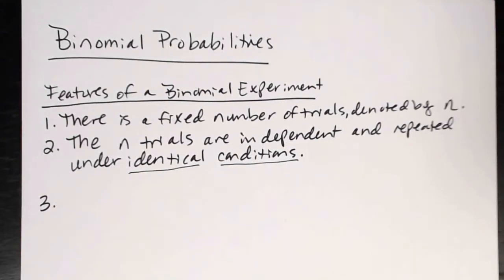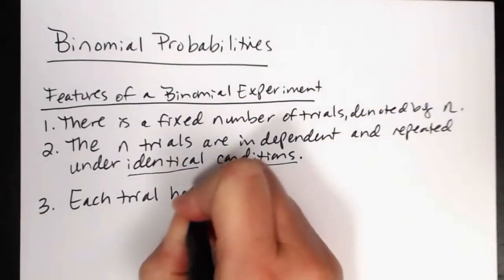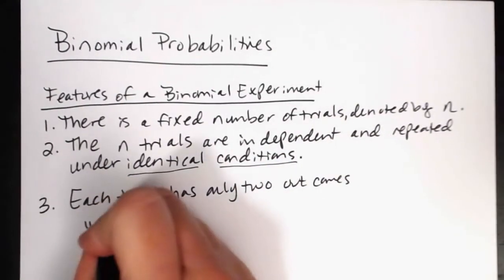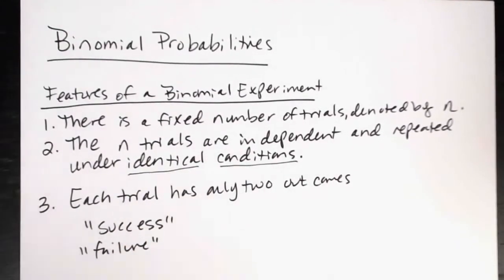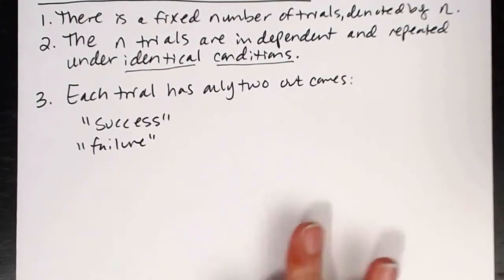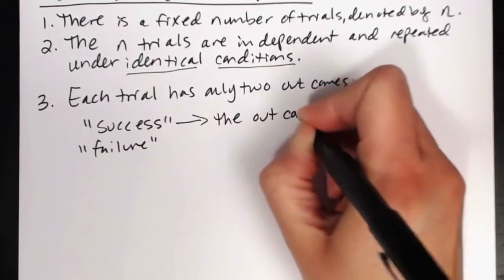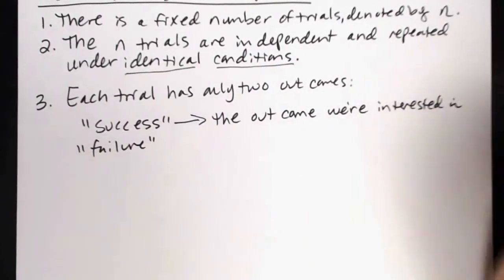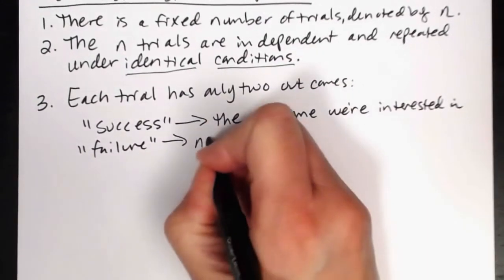Feature number three, each trial has only two outcomes. We will call these success and failure. Okay. Here, a success is essentially the outcome we're interested in studying. Whereas failure is essentially not the outcome we're interested in.